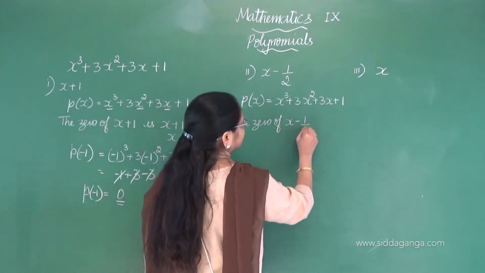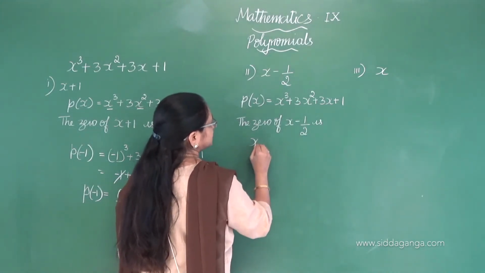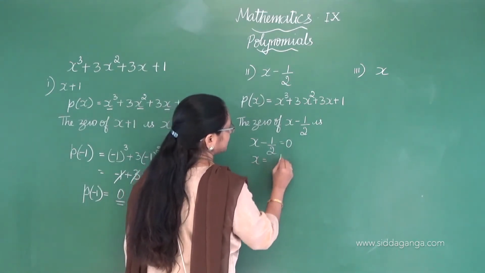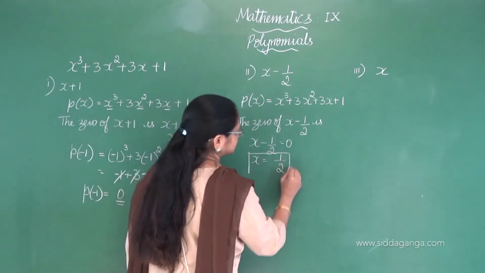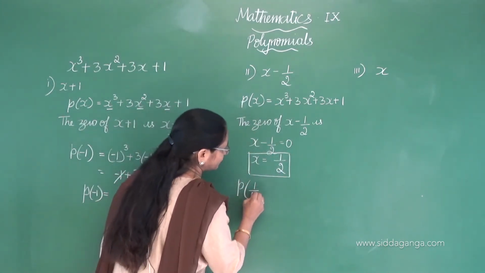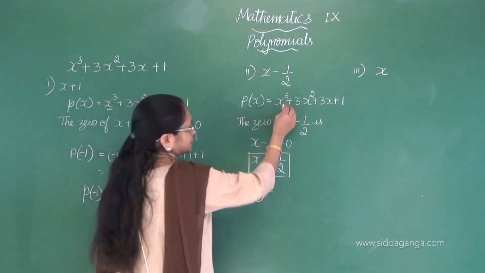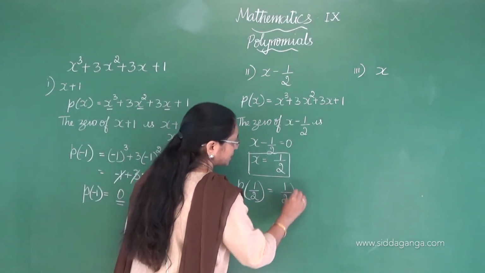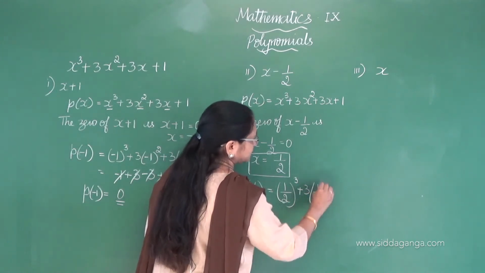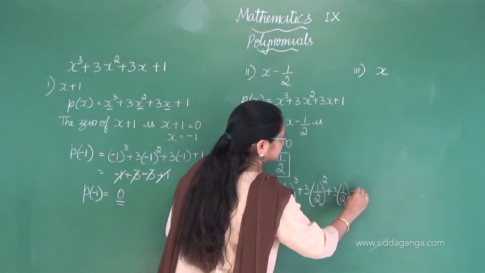So, the 0 of x minus half: how to do it? x minus half is equal to 0. So, x is equal to half. Now, we will find out the value of p of half. P of half: here x cube, so half cube plus 3 into half square plus 3 into half plus 1.